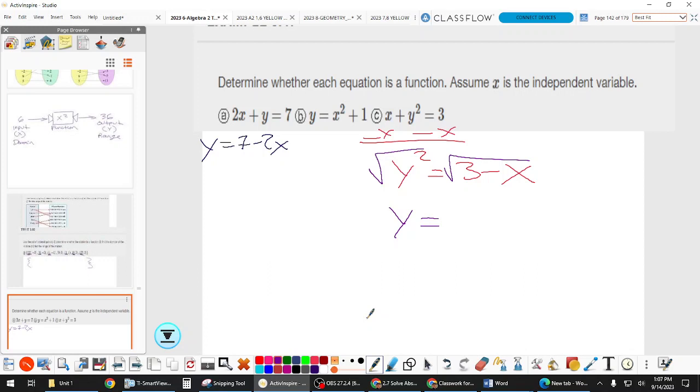You guys remember? What's the square root of 4? 2 and negative 2, right? So what's the square root of 3 minus x? Well, one of them is the square root of 3 minus x. What's the other one? Negative square root of 3 minus x. Okay? Did everybody see where that came from? Okay, go put those in your calculator, please.